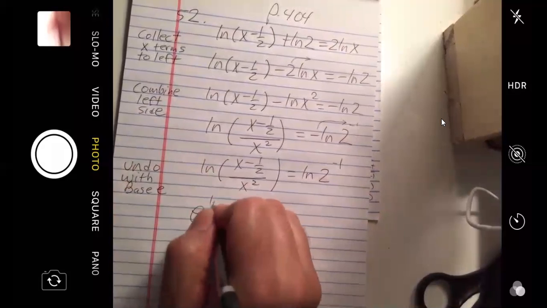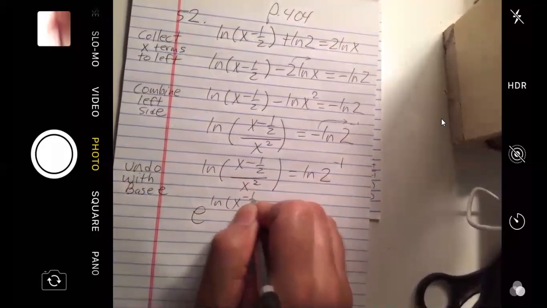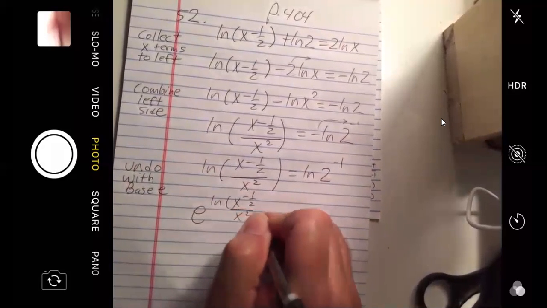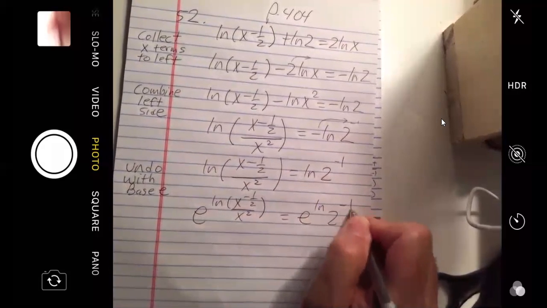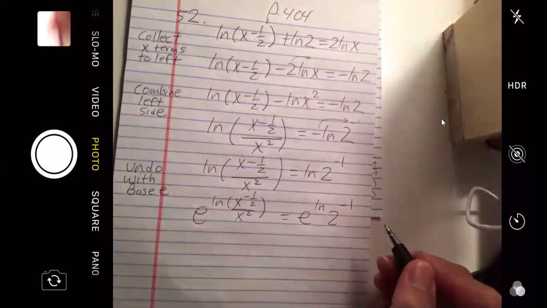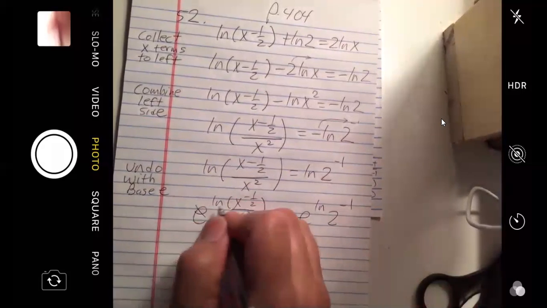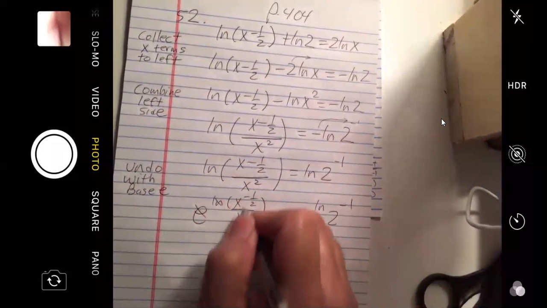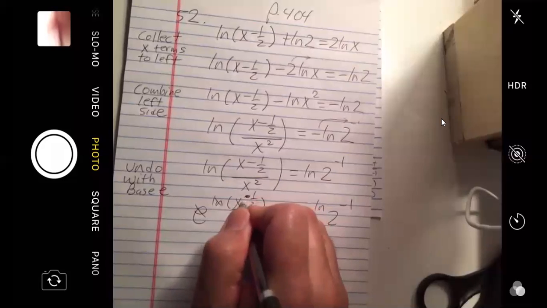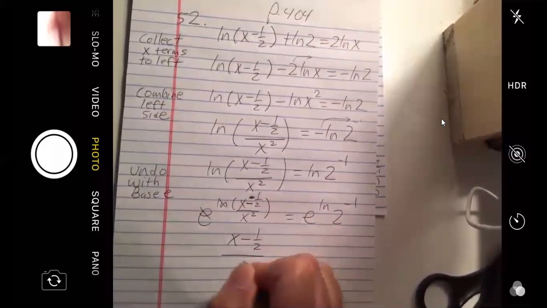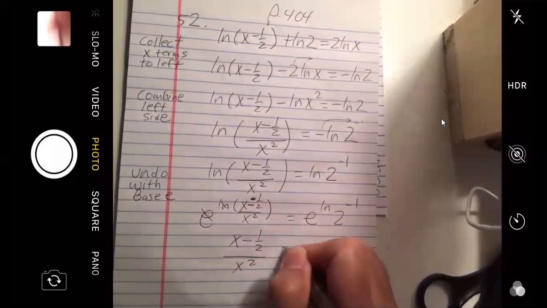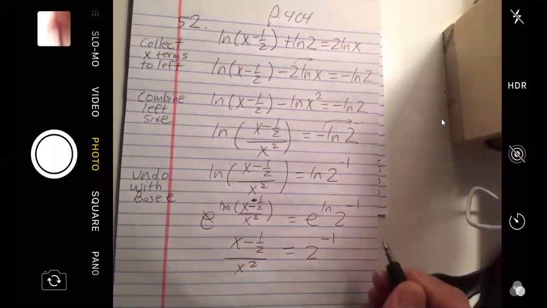e to the ln of (x minus a half) over x squared, e to the ln of 2 to the negative 1. That's an x minus a half. Sorry about minus, it's the wrong spot. x minus a half. So that's (x minus a half) over x squared is equal to 2 to the negative 1.